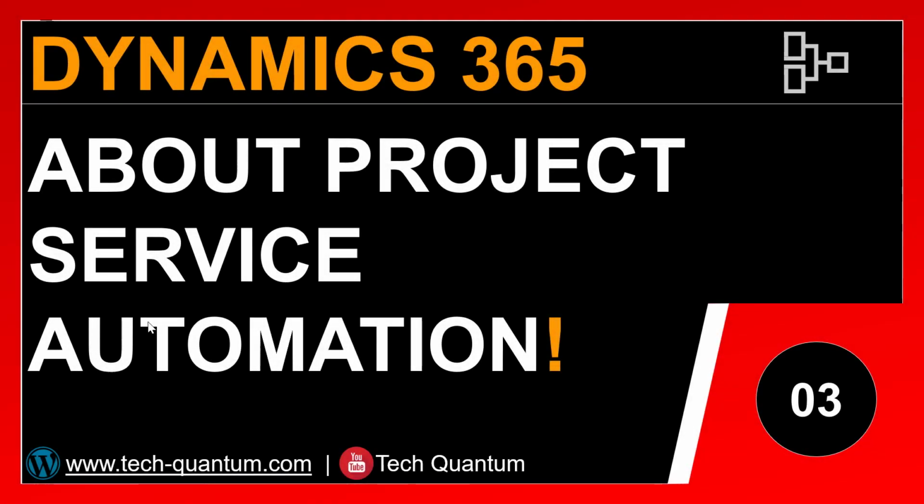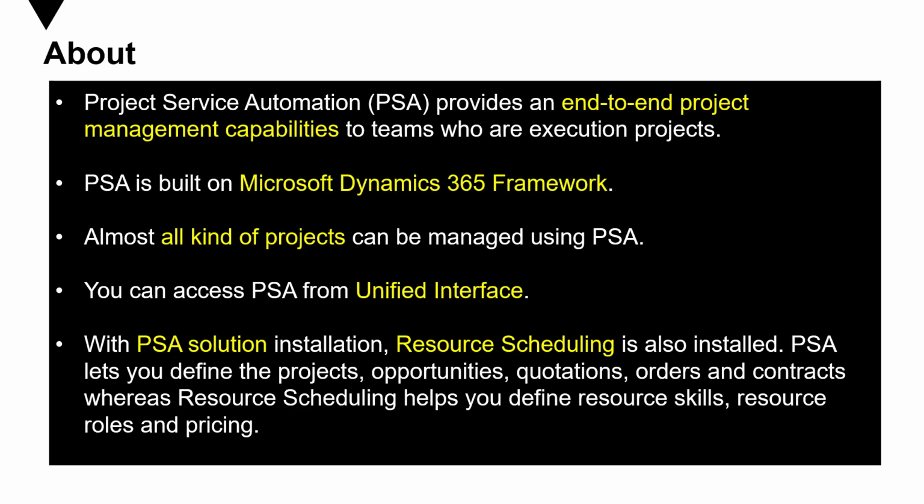So before we dive into project service automation in Dynamics 365, let's have a look into some points about project service automation. Project service automation provides end-to-end project management capabilities to teams who are executing projects. It is built on the Microsoft Dynamics 365 framework, and almost all kinds of projects can be managed using the PSA. You can access the PSA from the unified interface.